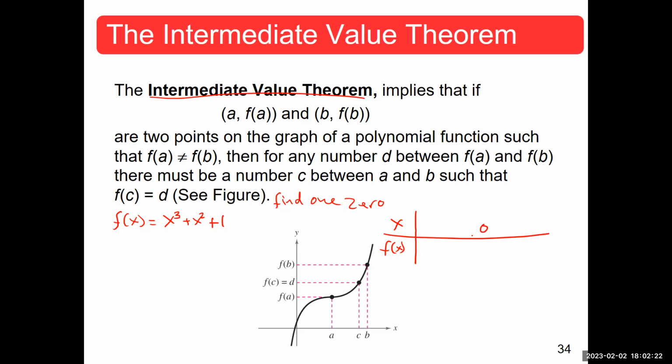The easiest thing to start with is 0, because I don't know where to start. You can assume the value for x, anyone. So f(0) equals 0 cubed plus 0 squared plus 1, that's equal to 1. So what I got here is positive 1. Let's try another number. Let's say x is 1. How much is f(1)? 1 cubed plus 1 squared plus 1, that's equal to 3.